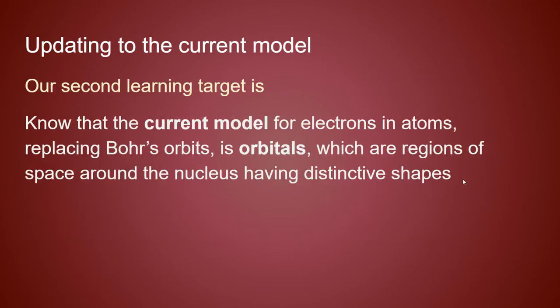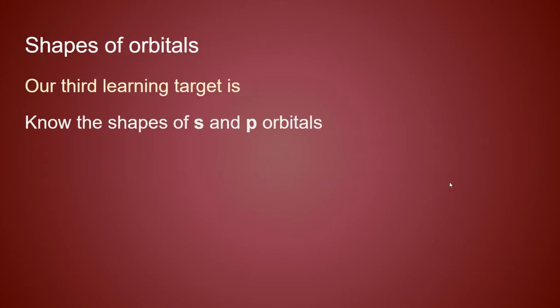All right, our second learning target is know that the current model for electrons in atoms replacing Bohr's orbits is orbitals, which are regions of space around the nucleus having distinctive shapes. Our third learning target is to know the shapes of the s and p orbitals, the two simplest kinds.